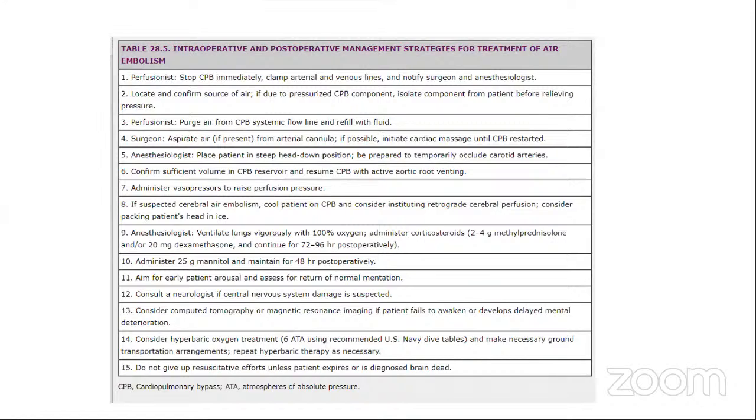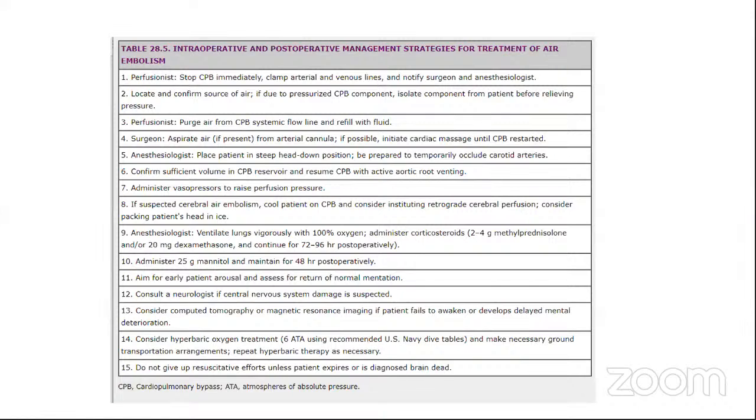So isolate the component from the patient before relieving the pressure, so we can connect the arterial line to the venous line, and he will wash the flow. Then the perfusionist removes the air from the cardiopulmonary bypass system flow line and refills it with fluid, once we have connected the arterial and venous lines.